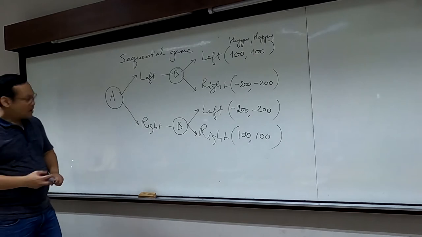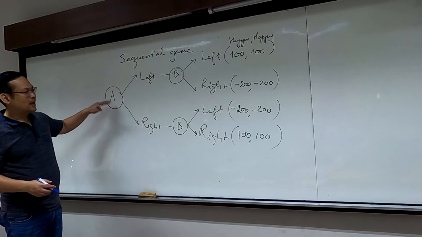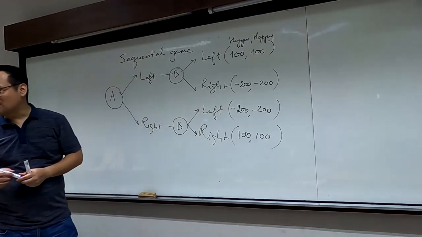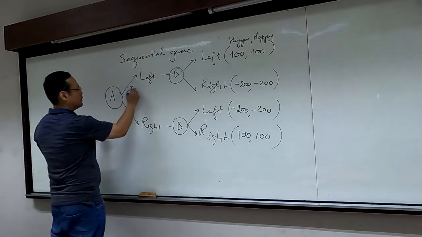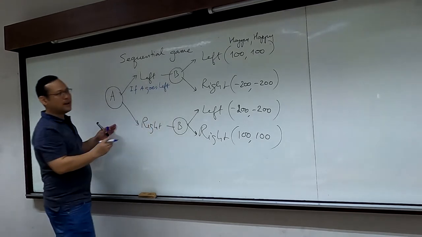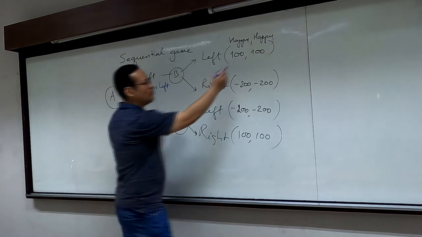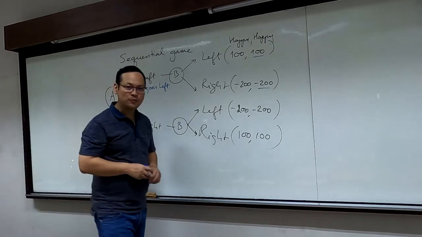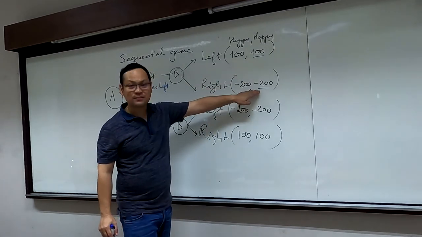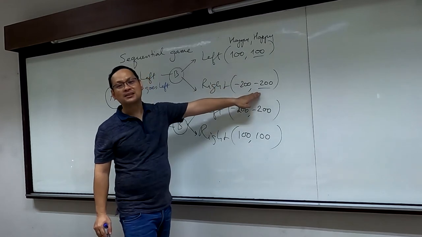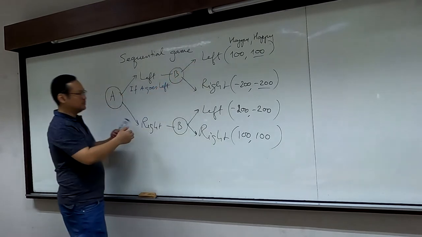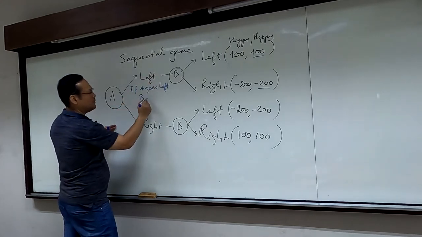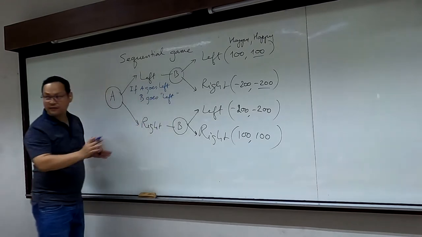Let's see what would happen. We have to think about A first. A has to think about the reaction function of B. For example, if A goes left, then B can choose between 100 and minus 200. What would B choose? What do you think? B has to choose 100 over minus 200 because 100 is more than minus 200. Therefore, B will go left. So A knows that B will go to the left. If A goes left and B goes left, this is the reaction function of B.